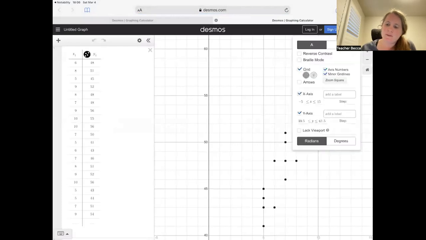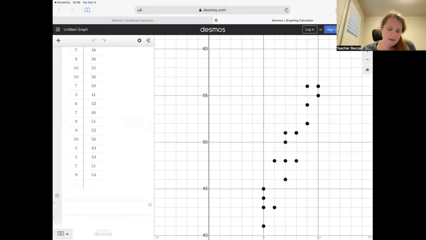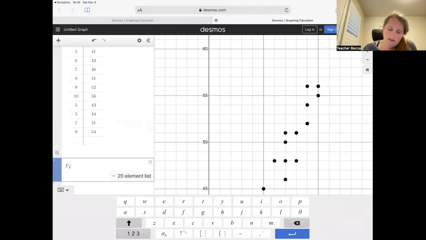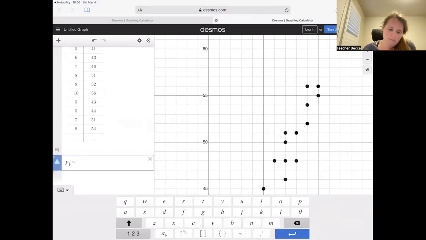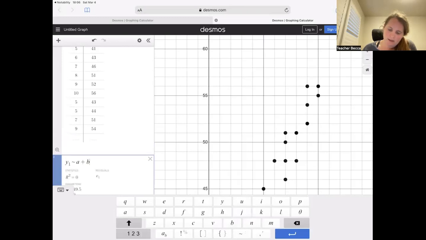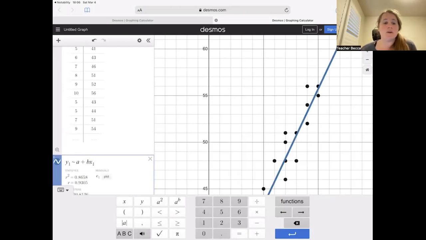So if we go over to Desmos, we have here our list of data values on the left. That first child is age 6, height 48 inches. And we have a scatter plot on the right. So using our usual tricks, we can go ahead and find our regression line. My data was labeled X1, Y1, so we can type in Y1 tilde A plus B X1, and it finds our regression line for us.